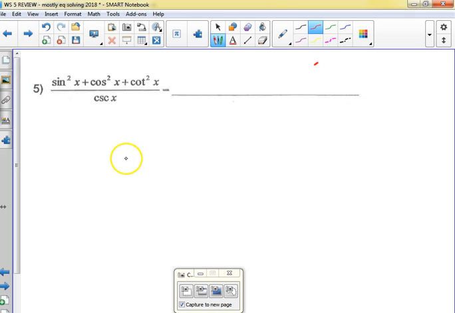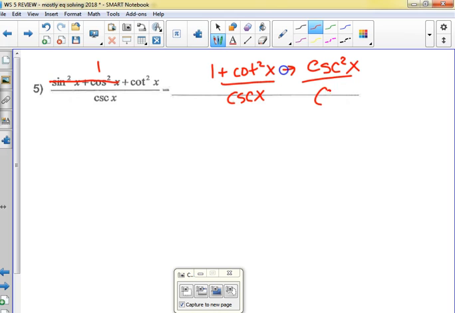Ideas here? Yes, sine squared plus cosine squared is a 1. So then I have 1 plus cotangent squared over cosecant. What's 1 plus cotangent squared? Anything? Oh, it is. 1 plus cotangent squared is just a cosecant squared over a cosecant.